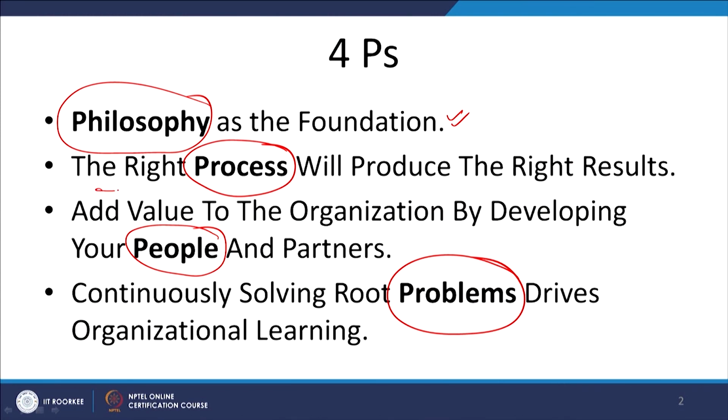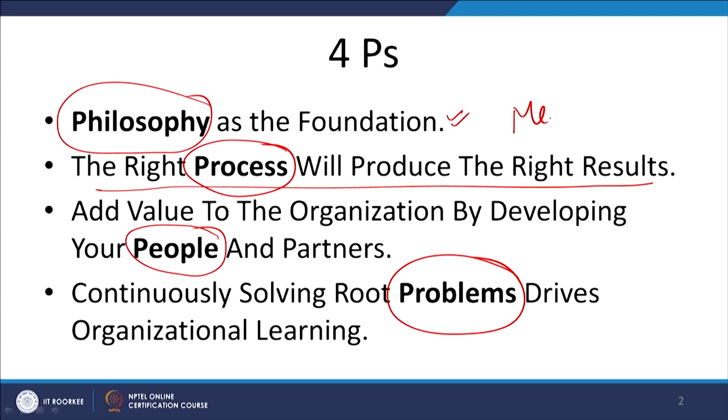The second important thing is process. Toyota says that the right process will produce the right product. If you have the right process in place, your output will also be correct. And this is very, very important. Even in the Indian system also, we believe that a right objective can only be achieved by right means. So there are two things. One is means and another is ends.